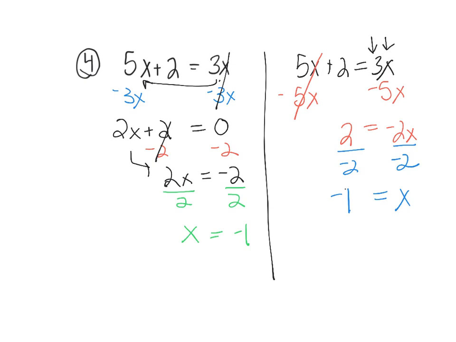Notice that it doesn't matter which way that you started the problem, whether you moved the 3x over to the other side, or if you took the 5x and moved it over to the other side. Both of those produce the same correct answer of x equals -1.